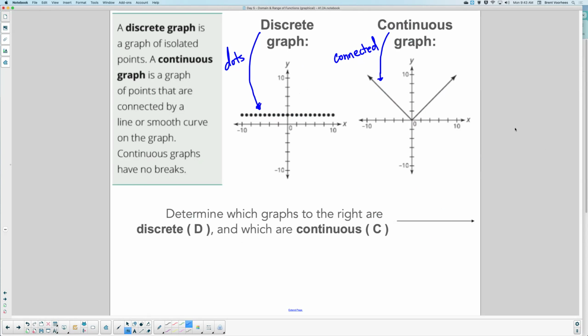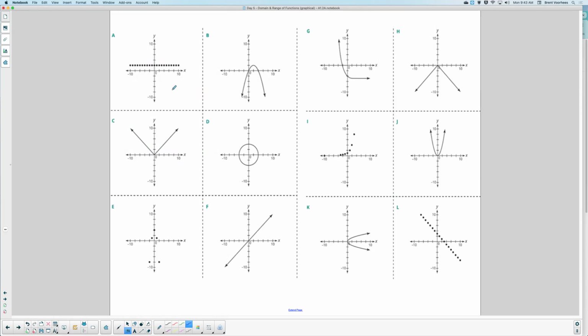On the next page of the packet, you have a whole bunch of pictures. What I want you to do is write discrete or continuous, just a D or a C. What does D stand for again? What's the easier word to remember? Dots. C stands for connected. I know they're really small, but there are 12 different ones right here. I'm going to pause the video. If you're watching at home, pause it yourself. Write in what you think is true. I'm going to give you about 30 seconds to look at these 12 and determine if they are D for dots, discrete, or C for continuous, connected. All right? 3, 2, 1, ready, go.